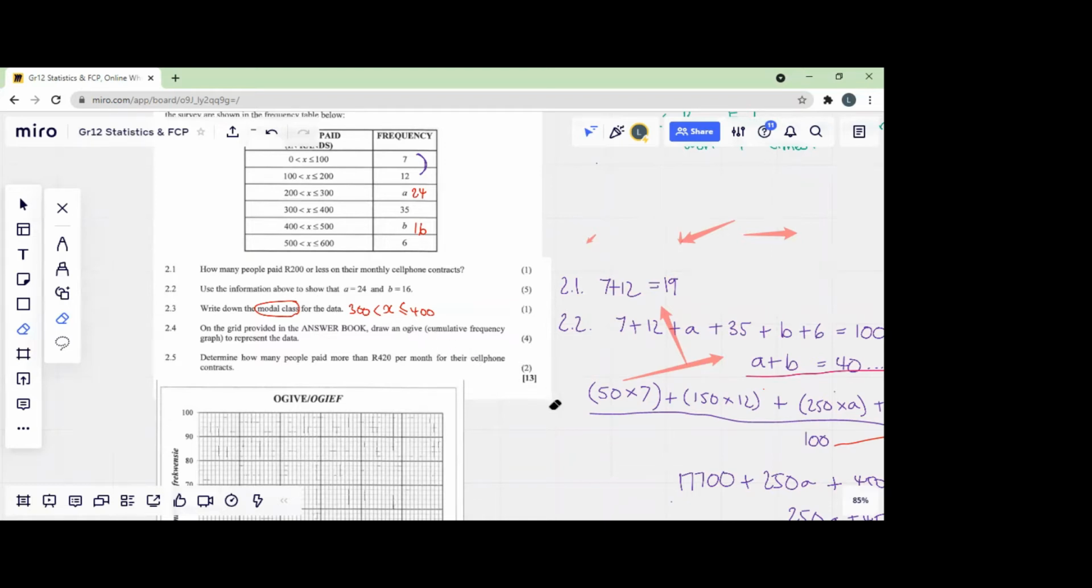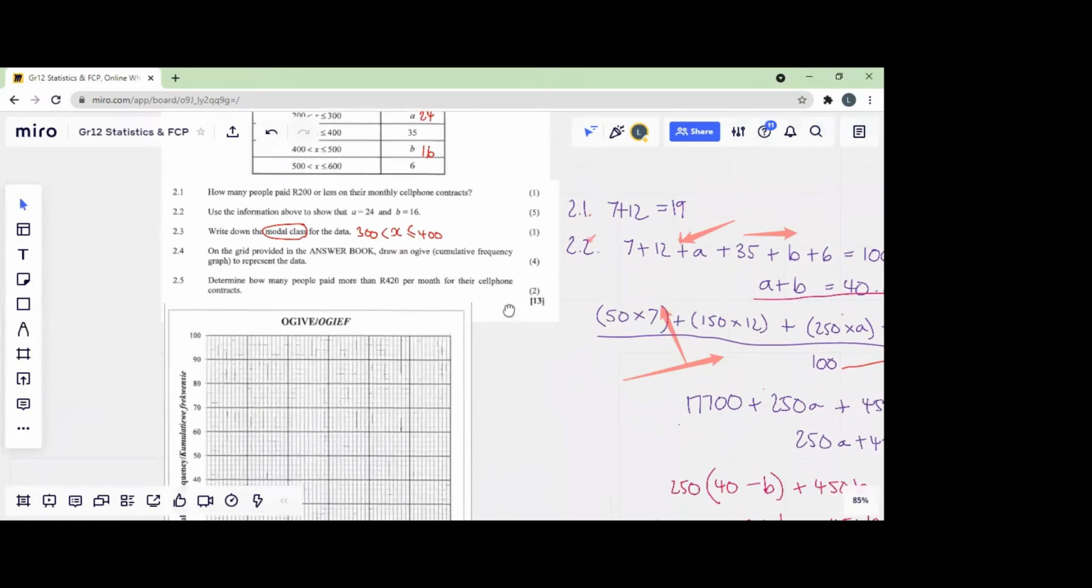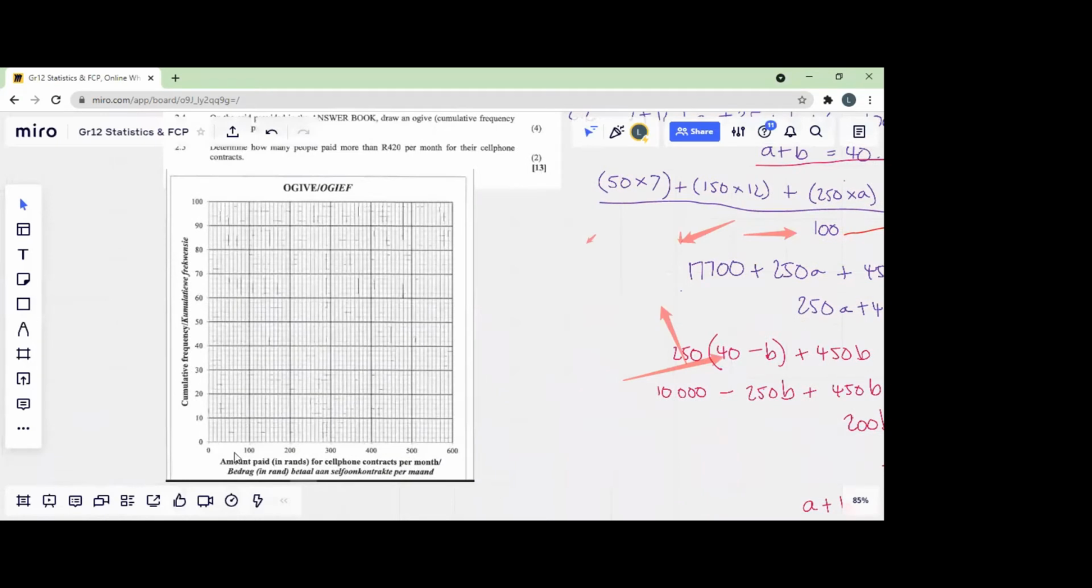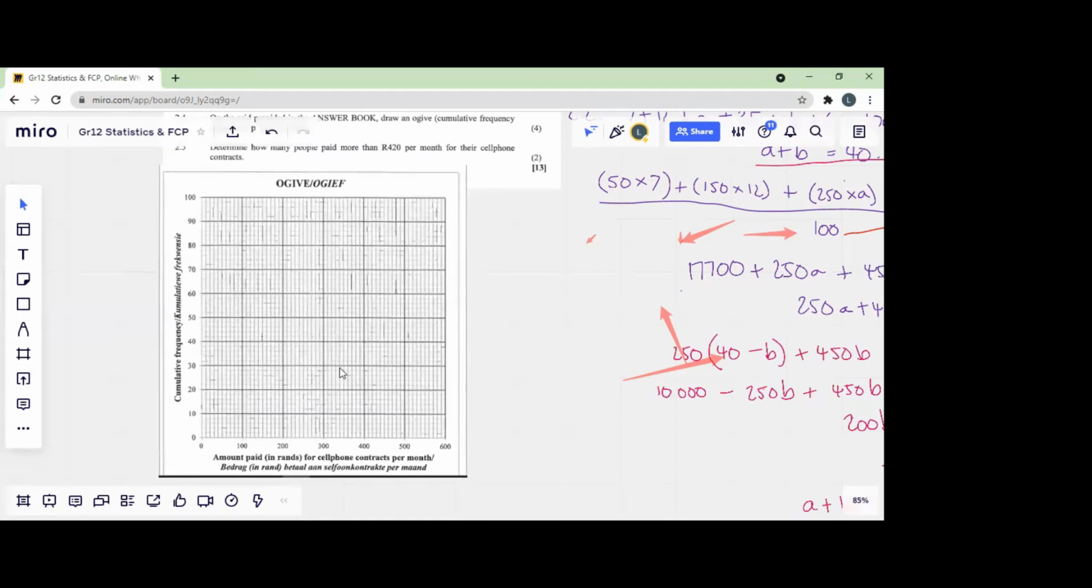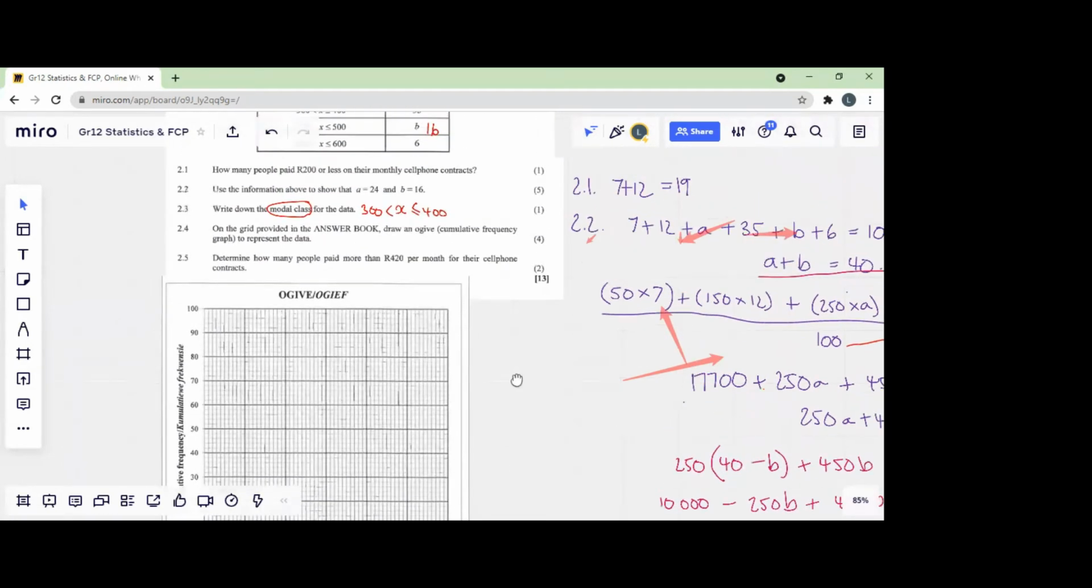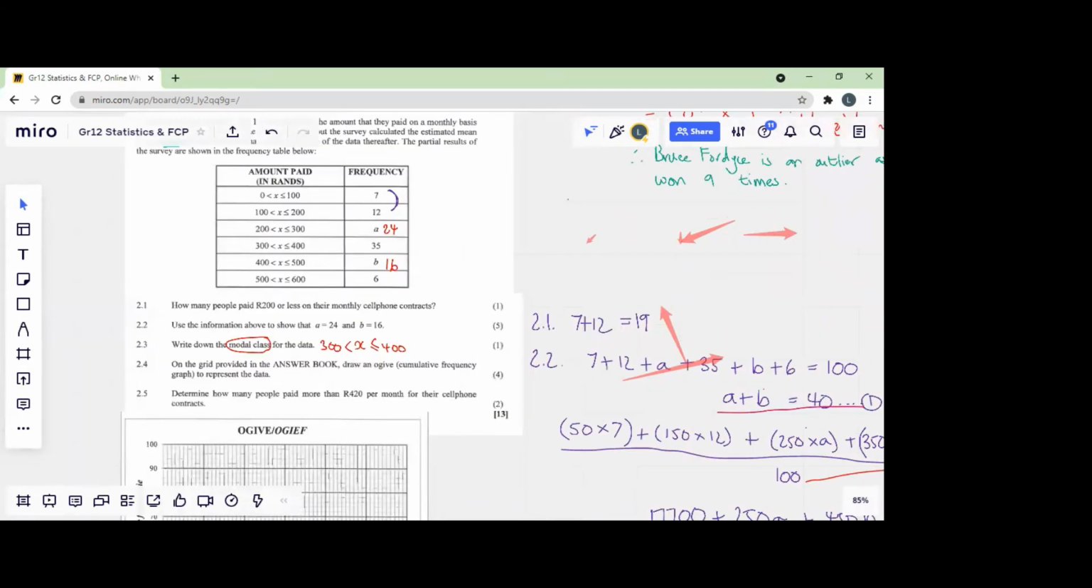Yes, we need our cumulative frequency. Quite right. Okay, so independent variable is going to be what goes on the x-axis. So that's going to be the amount paid in rands. But yes, Luyanda and Asipe, quite right. We now need our cumulative frequency. That's going to be our dependent variable. That's going to go on the y-axis. So now the big question becomes, how do we calculate cumulative frequency?